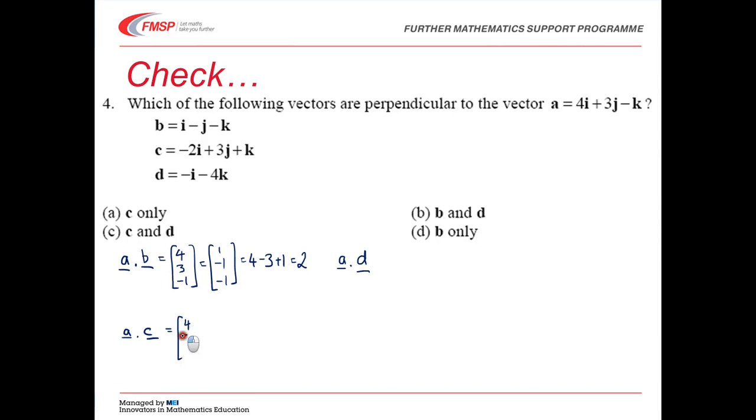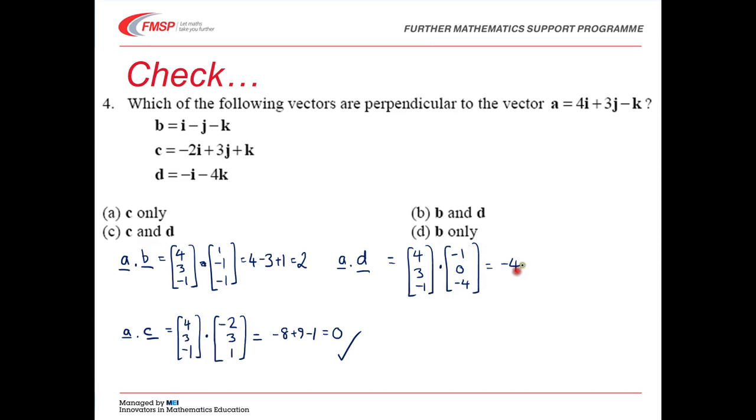For A dot C, 4, 3, minus 1, and C is minus 2, 3, 1, and we dot that and it comes out to be minus 8 plus 9 minus 1, which is 0. And then A dot D, 4, 3, minus 1, dot that with minus 1, 0, minus 4, and that's minus 4 plus 0 plus 4, which is also 0. So A is perpendicular to C and D, and that's option C.